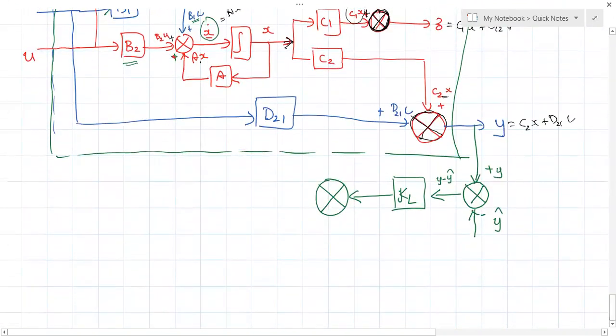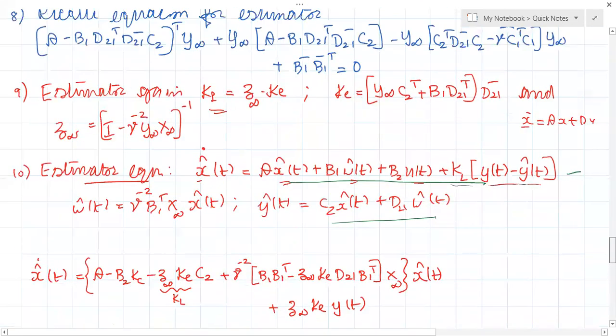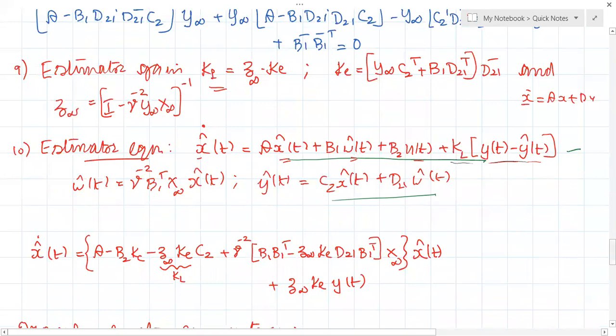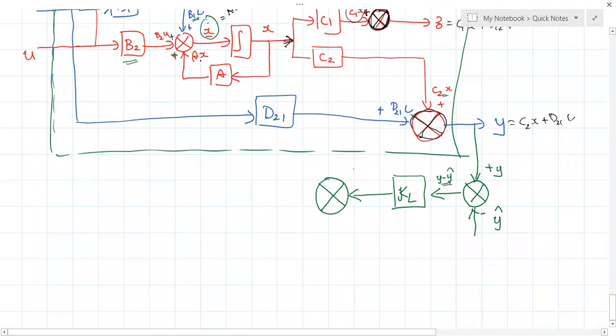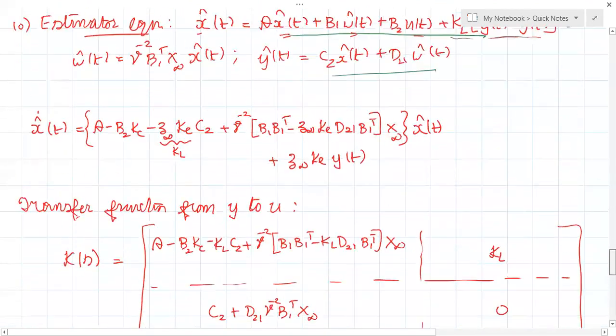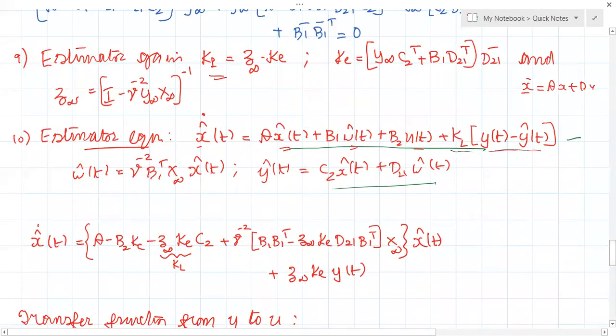So you see, this is my output signal Y. I'm tapping a channel here, giving it to a summing point, and Y hat is coming in at a negative point. So what is the signal at this point? Y minus Y hat. Y minus Y hat should pass through a gain of KL. So what signal at this point? KL into Y minus Y hat. So the estimate is the sum of all these four components: KL into Y minus Y hat plus B2 into U plus B1 into W hat plus AX hat.